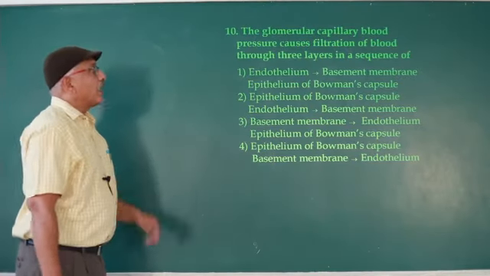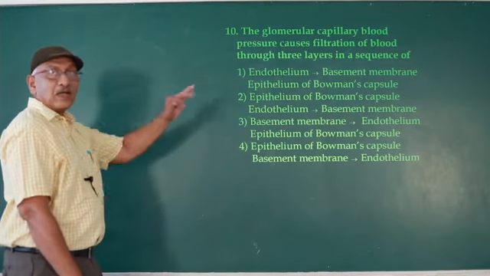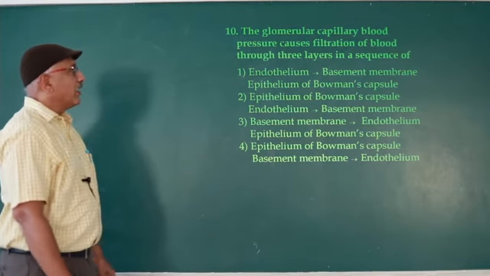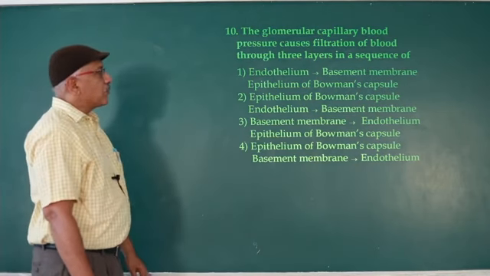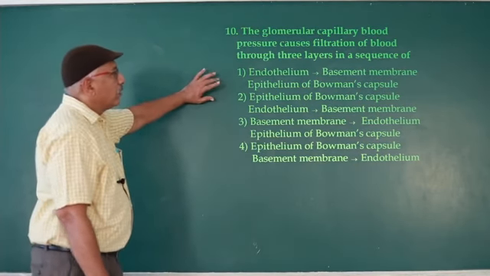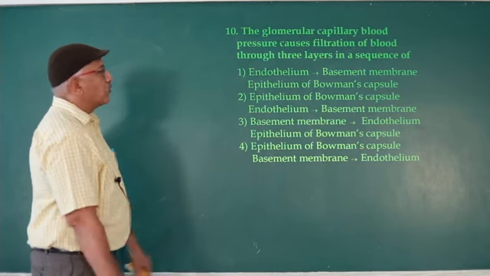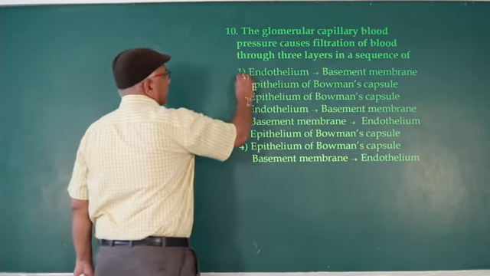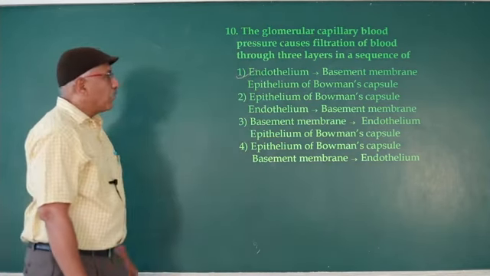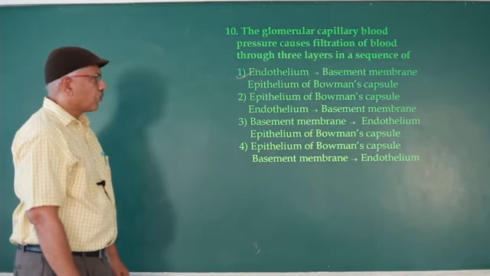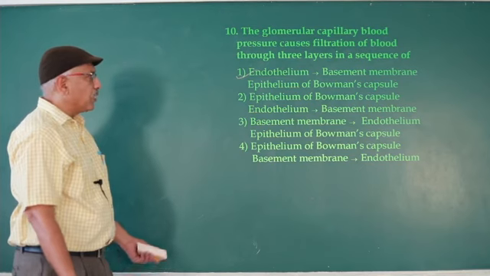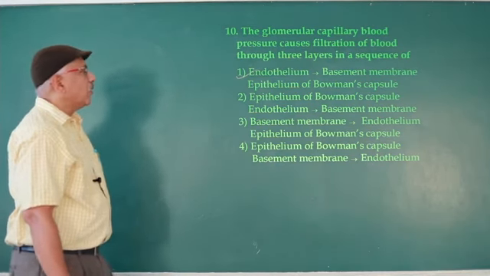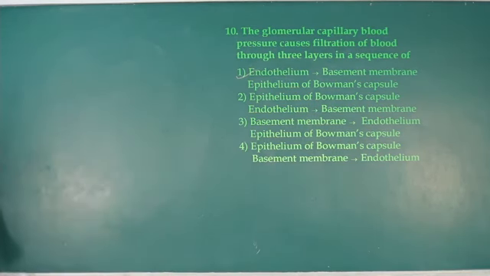The glomerular capillary blood pressure causes filtration of blood through 3 layers in a sequence: endothelium, basement membrane, epithelium of Bowman capsule. So correct only. Epithelium of Bowman capsule, endothelium, basement membrane. So now we discuss with the help of diagram.